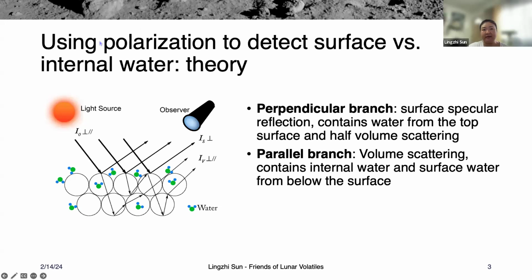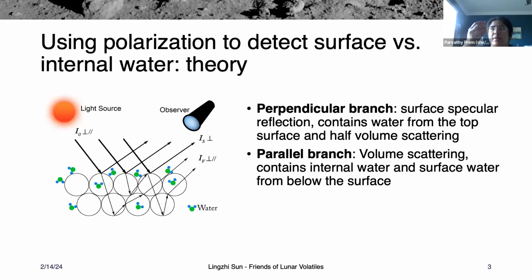The perpendicular branch contains some of this internal water, like internal multiple volume scattering. But the thing is, it's too strong, so this won't have a strong effect. Imagine this is like 1% compared to 90%. It will be heavily diluted, even if it has some information. But the parallel branch is just pure volume scattering. It's not diluted.